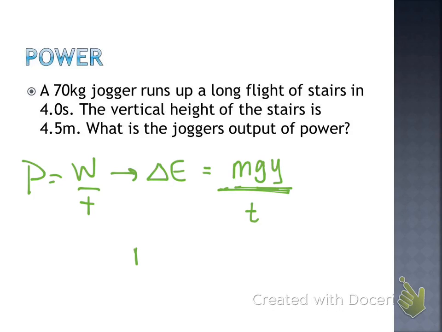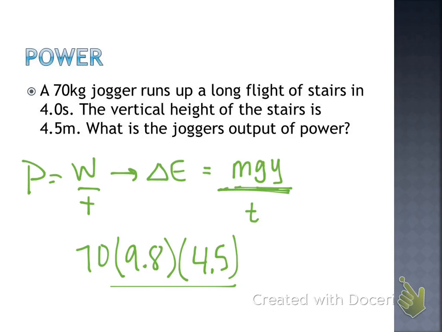So you could also think about it as force times displacement, where this would be the force of gravity and this would be the displacement that we travel. You can think about it in whatever way works best for you, but I like to think about it as a change in potential energy. In which case we would say 70 kilograms times gravity, which is 9.8, times the height over the 4 seconds it took to get it done.